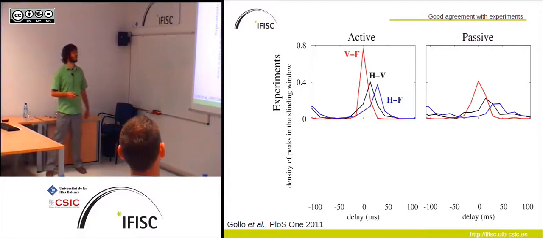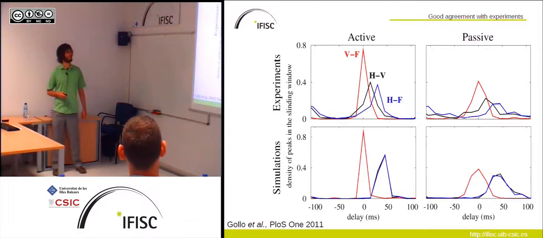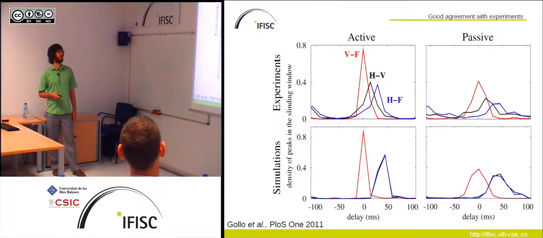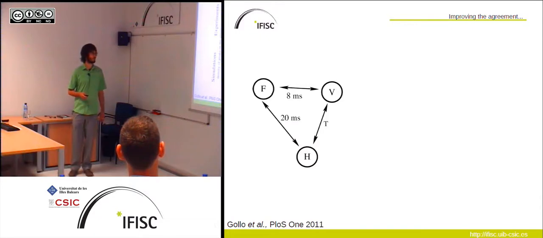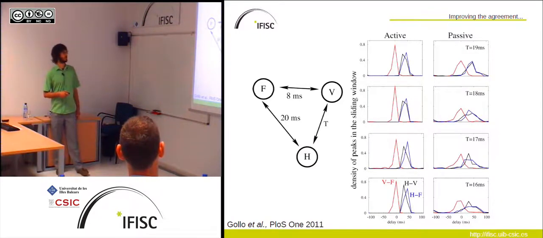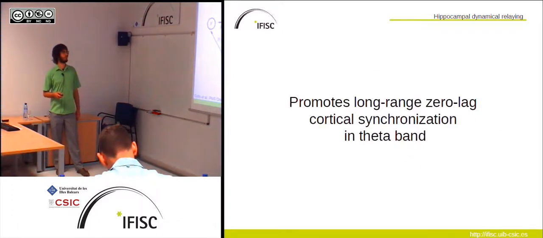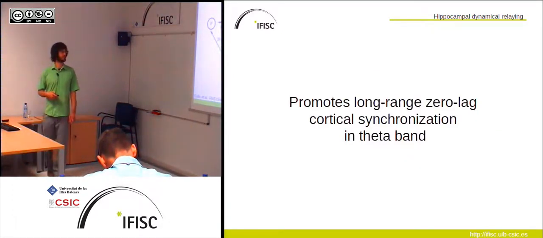We can compare the local field potential they have with the average membrane potential of the neurons in our simulations. Our simulations show good agreement with the experiments. In this case, the two cortical areas we use are very similar, but we can break the symmetry just by considering a different delay here, so we can get closer to the experiments.